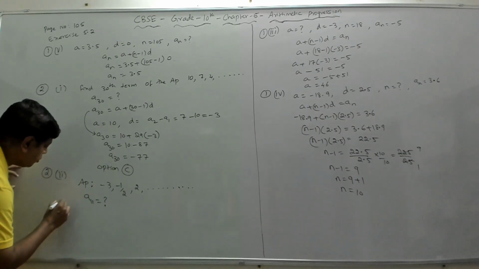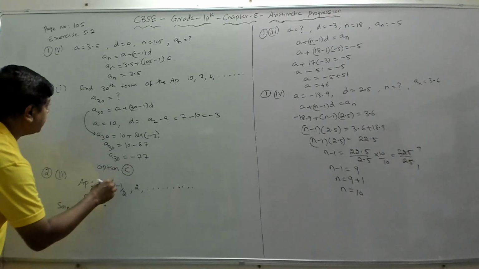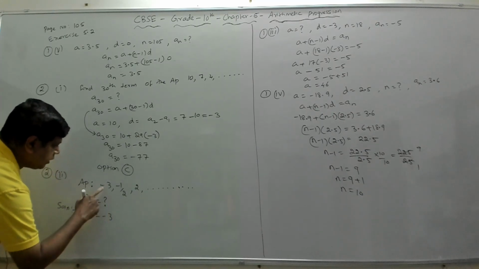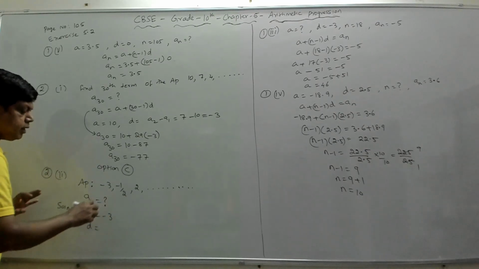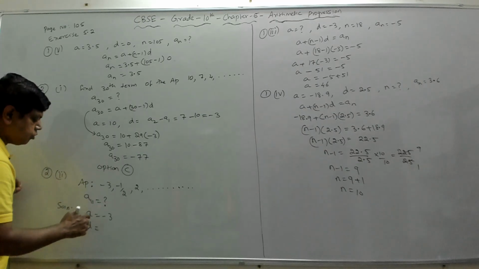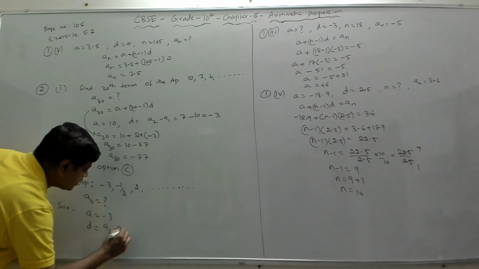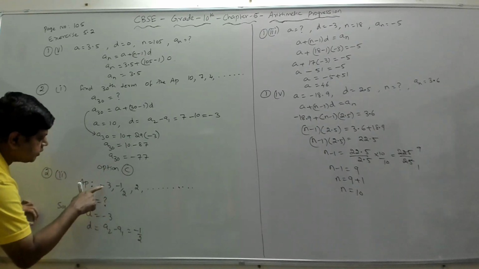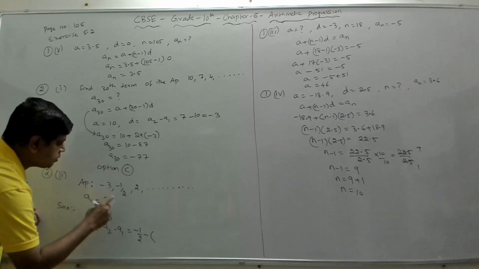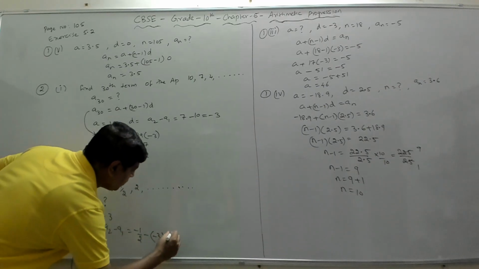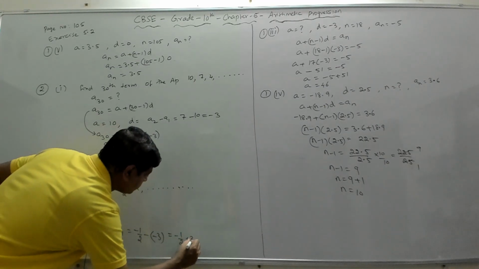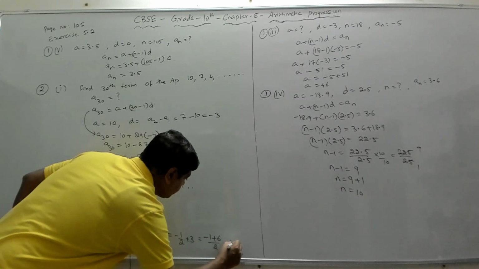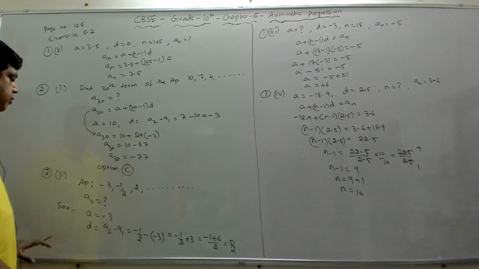Right. The solution is, again, let's find what is A. A is the first term, which is minus 3. So whenever an AP is given, let's try to write first A and D. So D is what? A2 minus A1, common difference. A2 is minus 1 by 2, minus A1, A1 is minus 3. So that becomes minus 1 by 2 plus 3. That will be equal to minus 1 plus 6 by 2, which is 5 by 2, which is plus 5 by 2. So that is your D.